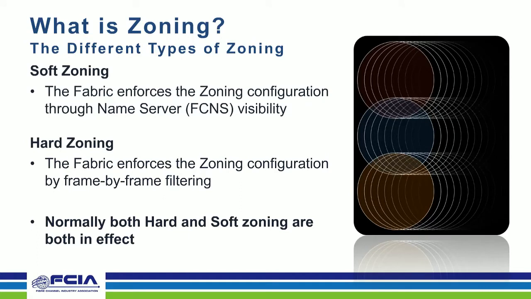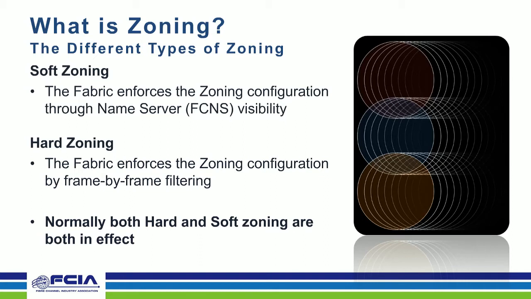Okay, so there are two different types of zoning. And I'm going to use the word type because we already used the word mode, right? I used basic mode and enhanced mode, but now I'm going to talk about types. There's soft zoning and there's hard zoning. And this is terminology that you'll hear out in the Fibre Channel world. In soft zoning, the fabric itself, specifically the Fibre Channel name server, enforces a zoning configuration by the responses that it gives the end devices.